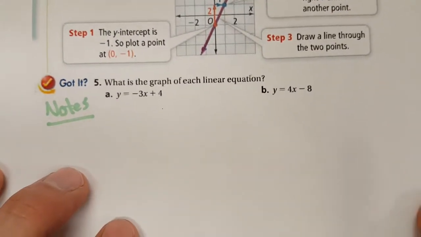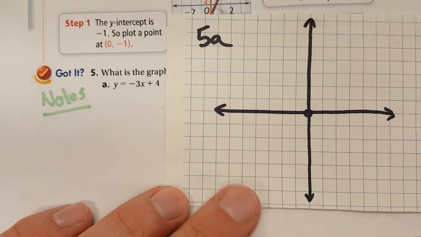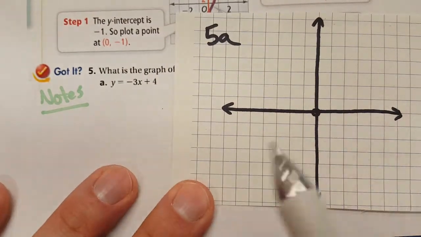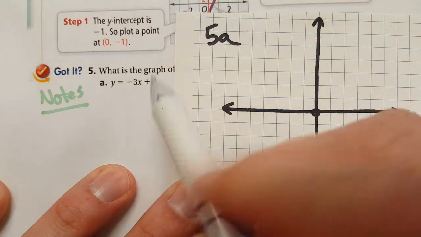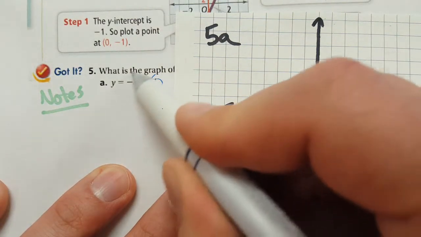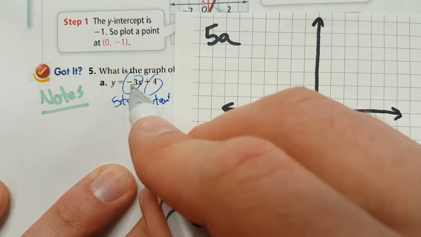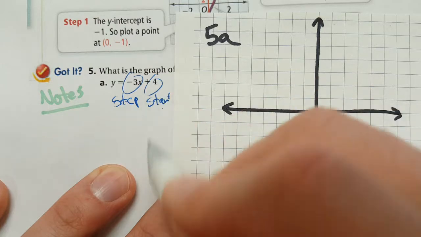So, what is the graph of each of these linear equations? So I have myself a blank little graph ready to go here. So here's 5a. So I have y equals -3x plus 4. Here's where I'm gonna start, and here's how I'm gonna step. So I'm gonna go 1 to the right, change in the height, and I'm gonna start at a +4.